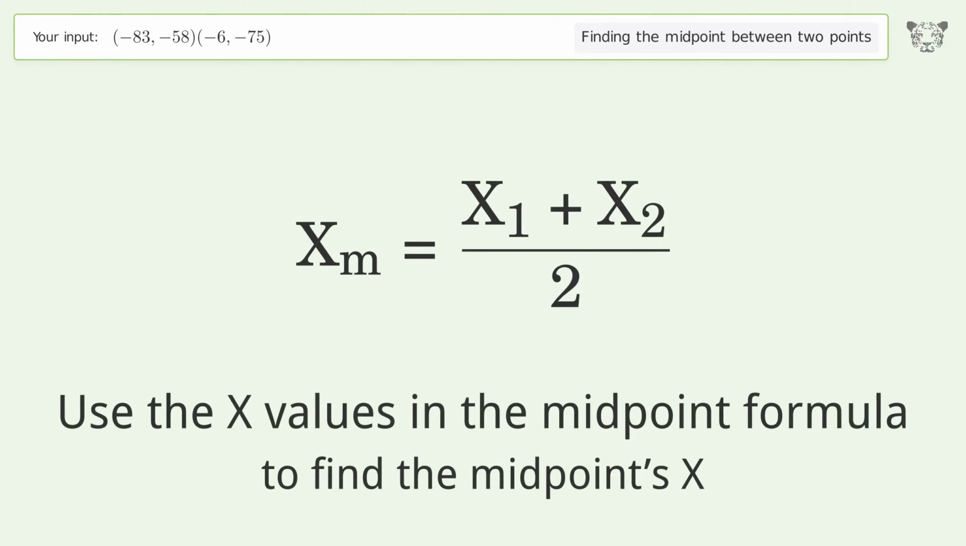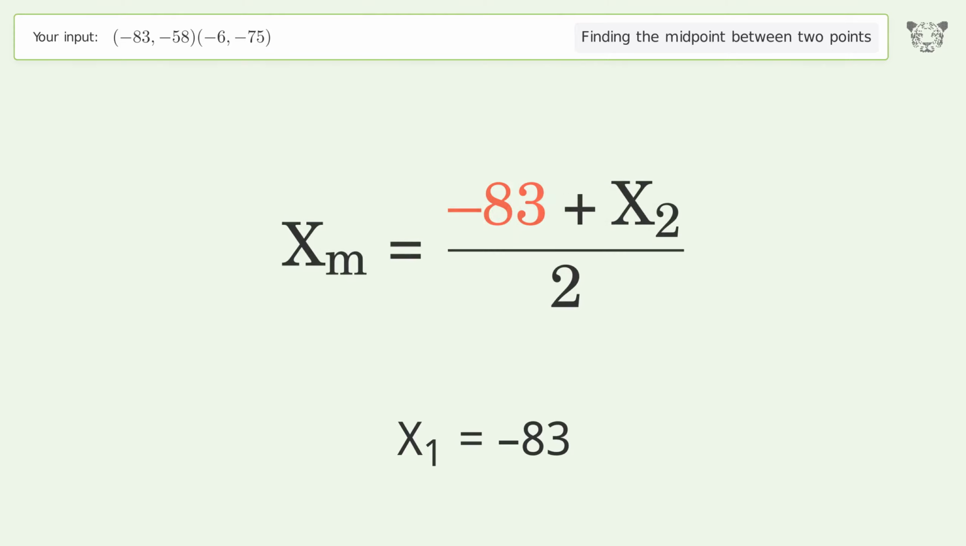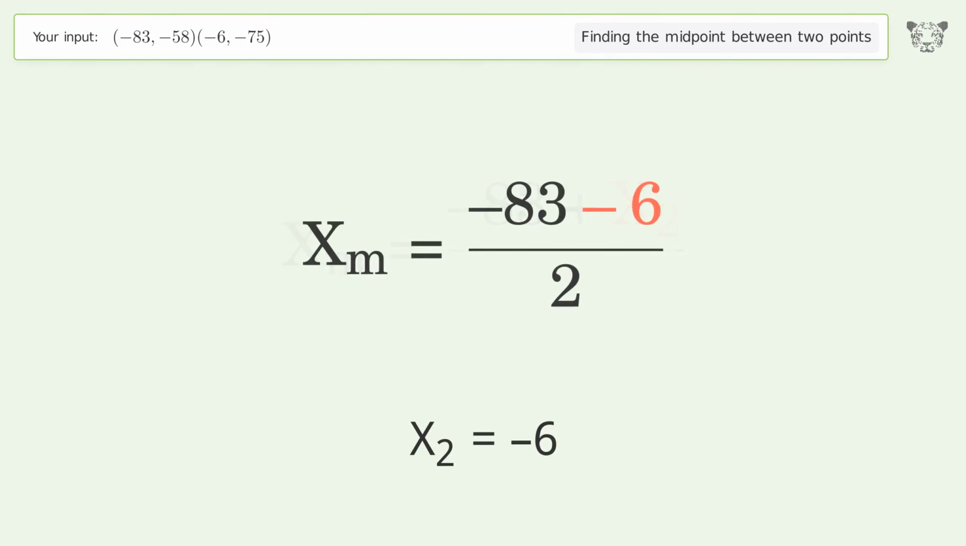Use the x values in the midpoint formula to find the midpoint's x. x1 equals -83. x2 equals -6. Simplify the arithmetic.